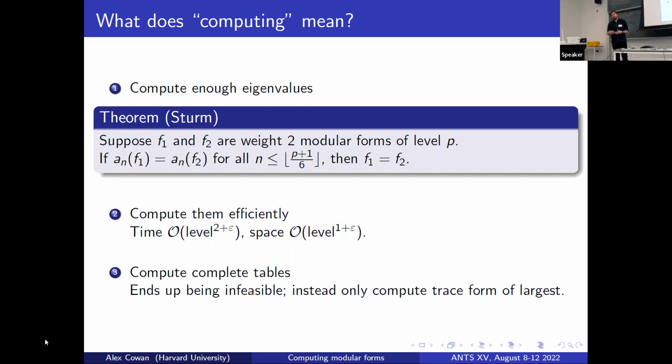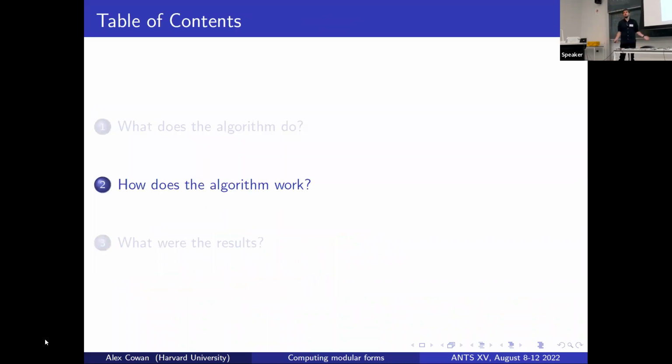So instead, we're going to compromise. We're going to say that for one modular form per Galois eigenspace, we allow ourselves to write down just a trace of that modular form. And then for the rest, we'll compute the full Q expansions. Okay, so that's what the algorithm does.